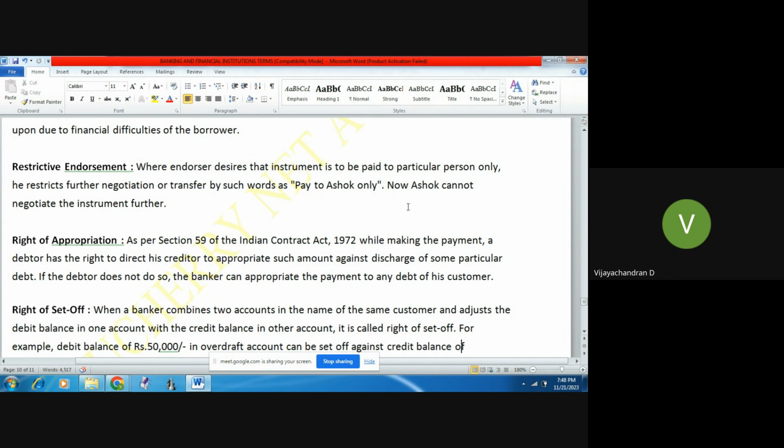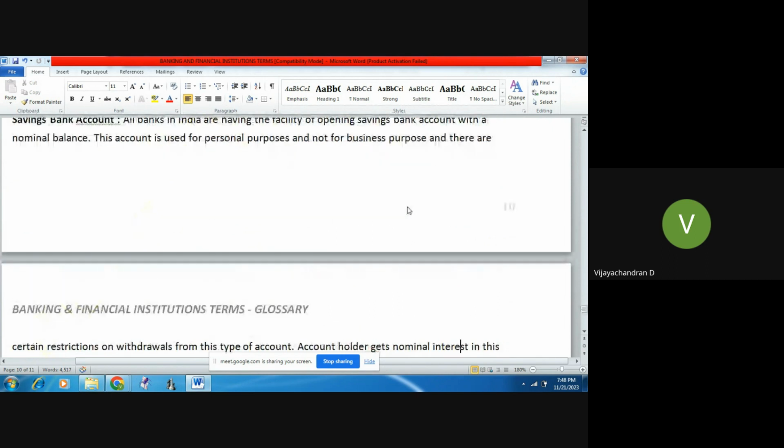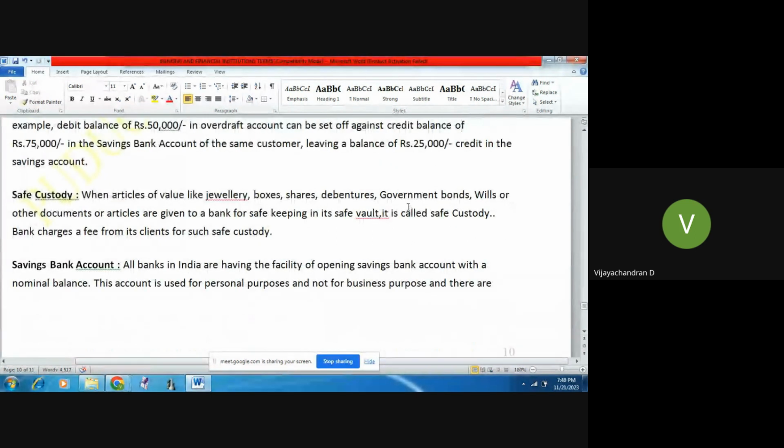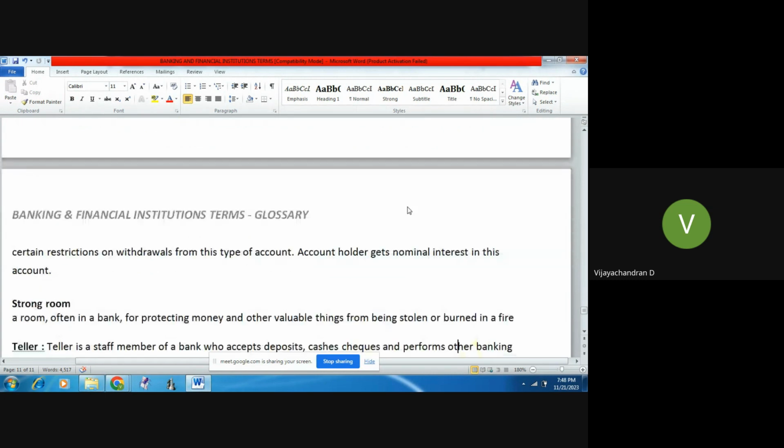It will be adjusted. Same thing, right of set off. Your debit balance in your bank, if you are getting a loan to the extent of 50,000 and you are depositing money, it will be credit balance, you know. So the credit balance will be adjusted with the debit balance. That is set off. Safe custody, safe vault, safety locker. For that you have to pay rent, safety locker rent. Savings bank account I told, the main aim of the savings is to motivate the habit of thrift.